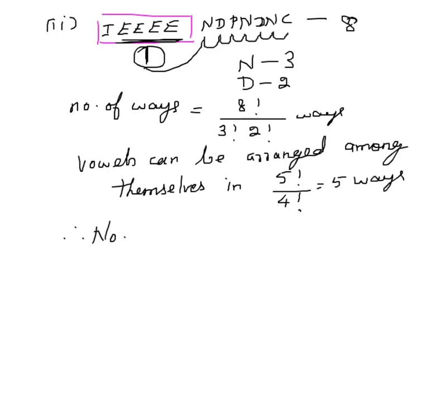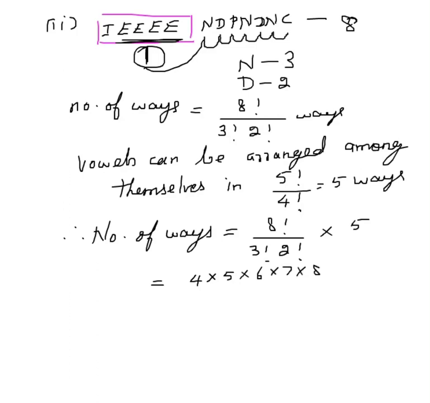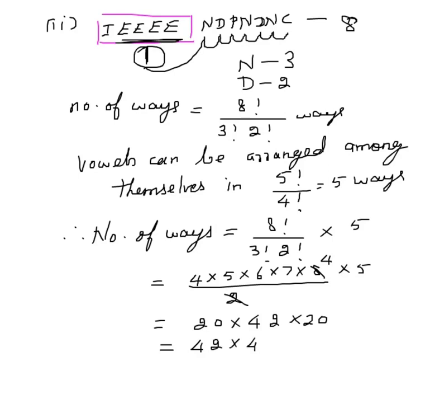Therefore, the total number of ways is equal to 8 factorial divided by 3 factorial times 2 factorial into 5. Let us simplify this answer. Cancel 3 factorial. 4, 5, 6, 7, 8 into 5 divided by 2. The answer is 20 into 42 into 20. 42 times 400.